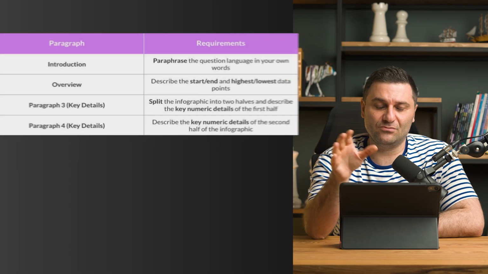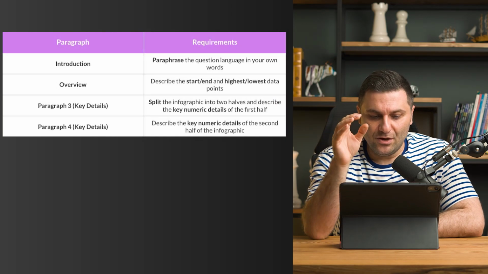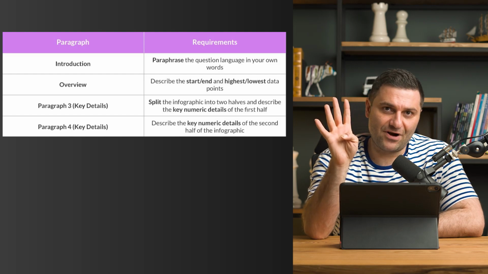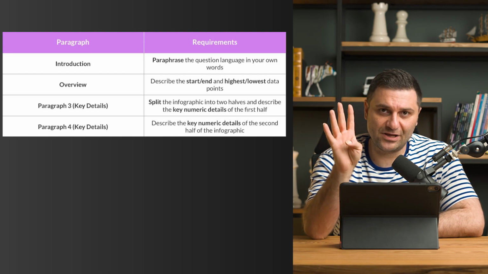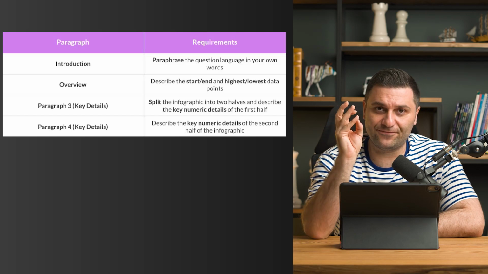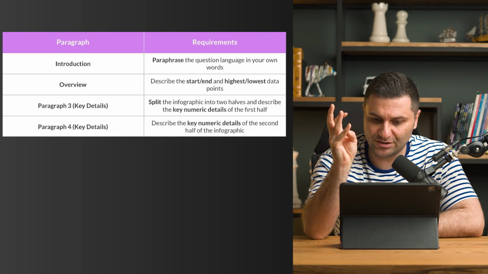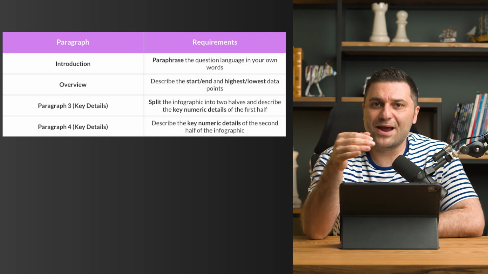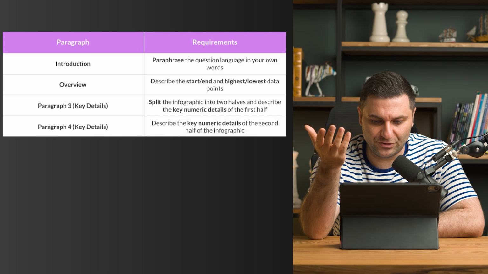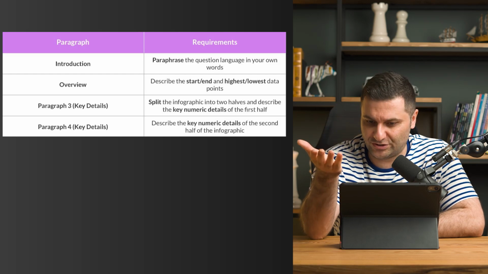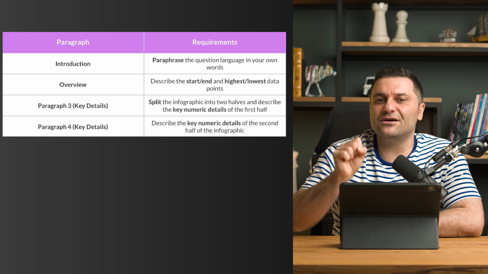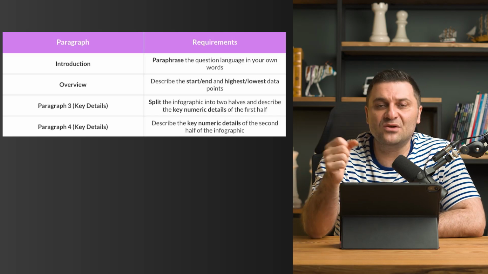And another thing which is very important in task achievement is your structure. Right now, I will give you an overview of our structure, and we will work on it later. We will have 4 paragraphs in our Task 1 academic writing. Our first paragraph is our introduction, in which we paraphrase the question in our own words. We use the data from the question, but we paraphrase it and use our own words.